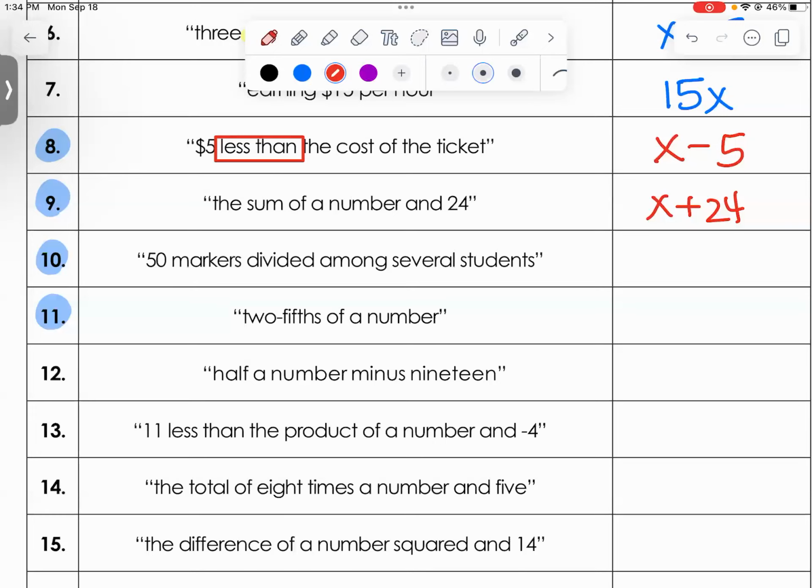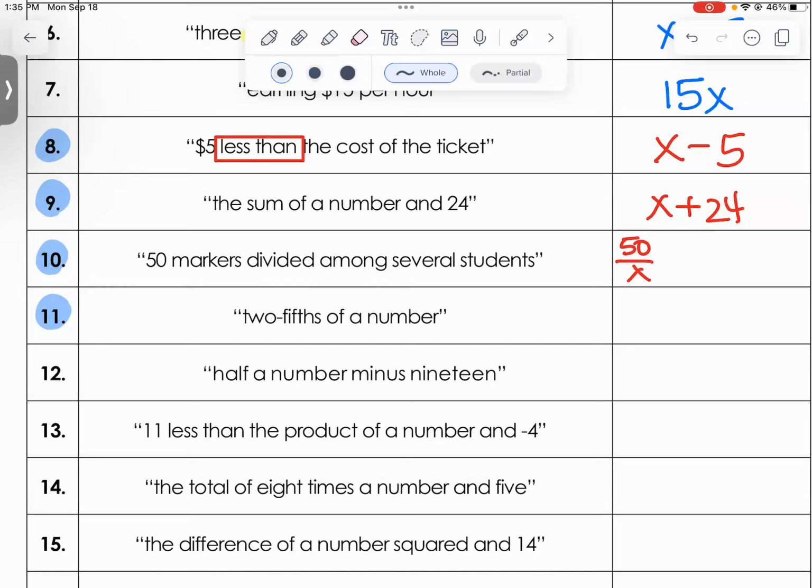Sophia P, what about 50 markers divided amongst several students? X over 50. Okay, Sophia wrote X over 50. Did somebody write something different? What'd you write? Okay, 50 over X. If I'm taking 50 markers and I'm dividing them amongst students, and X is the number of students, would I take 50 divided by the students or the students divided by 50? We need to do 50 divided by the students, okay? Which I know that one's kind of tricky.